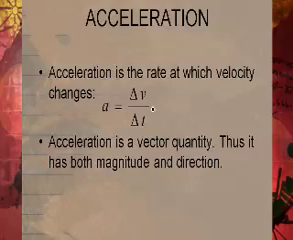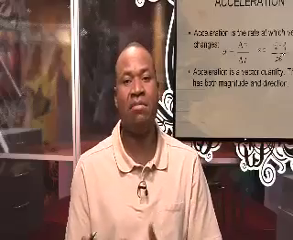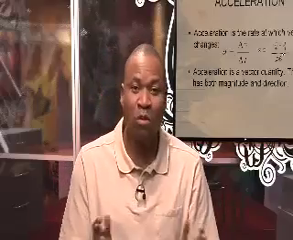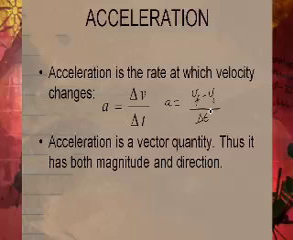Now, if v is changing, obviously you would say acceleration should be moving from v initial to v final. So that change will be given by v final minus v initial over delta t as well, which will be t final minus t initial as well. But we normally just take the duration of time there.